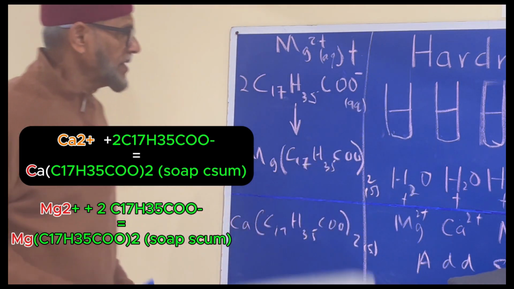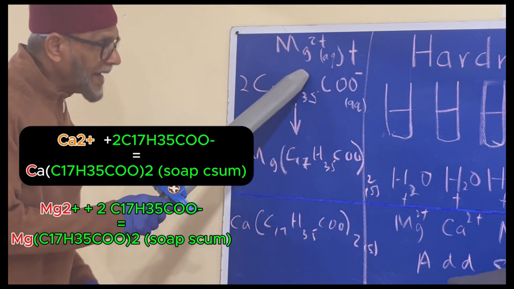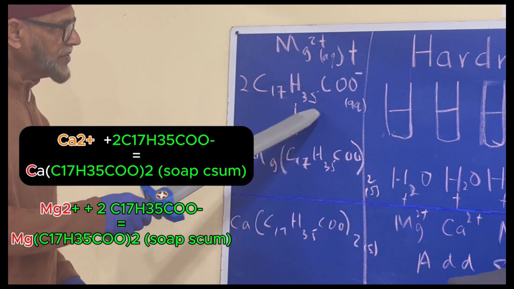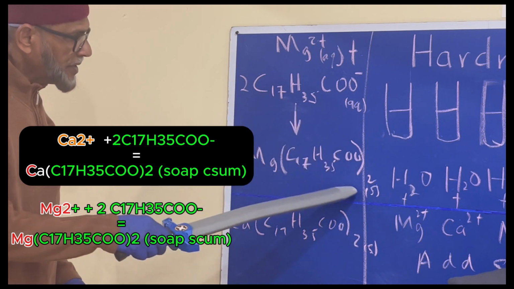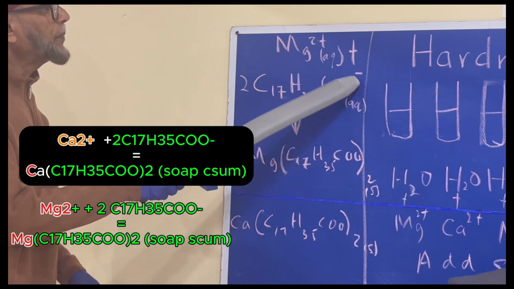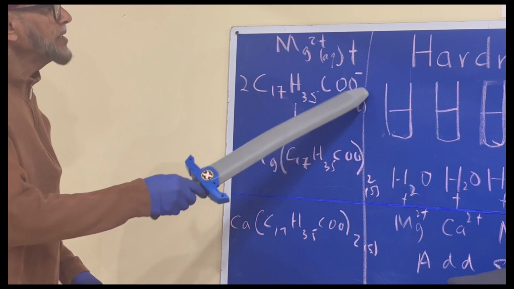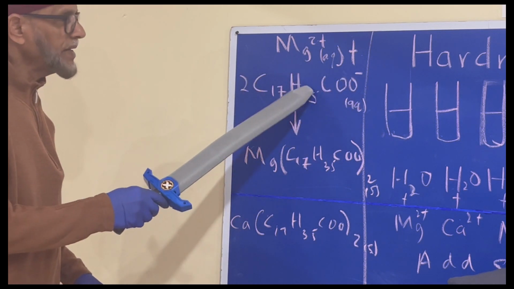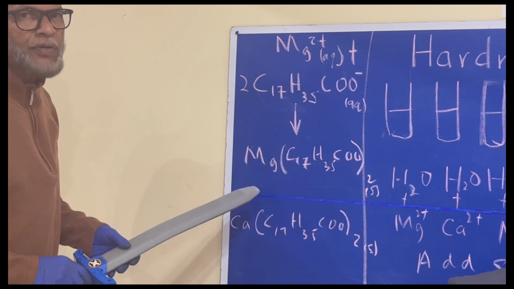So this is what happens. The magnesium here is an ion, right? It reacts with these guys here to form a solid. So these are being deprived of washing the clothes, or forming the lather that does the cleansing process, right?